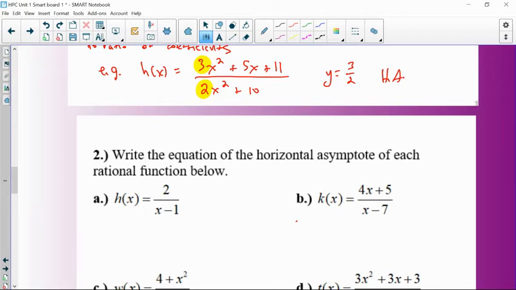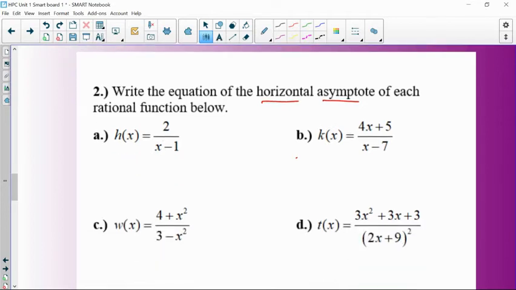So we can look at some examples down below, and notice we're just looking for horizontal asymptotes. For example, I'm looking at A. I already know from the previous videos that x equals 1 is a vertical asymptote, but I'm more interested in the horizontal. So I'm going to look at the degree. There are 0 x's on the top and x to the first power on the bottom. So the bottom wins. The denominator is a higher degree, so automatically y equals 0 is my horizontal asymptote.